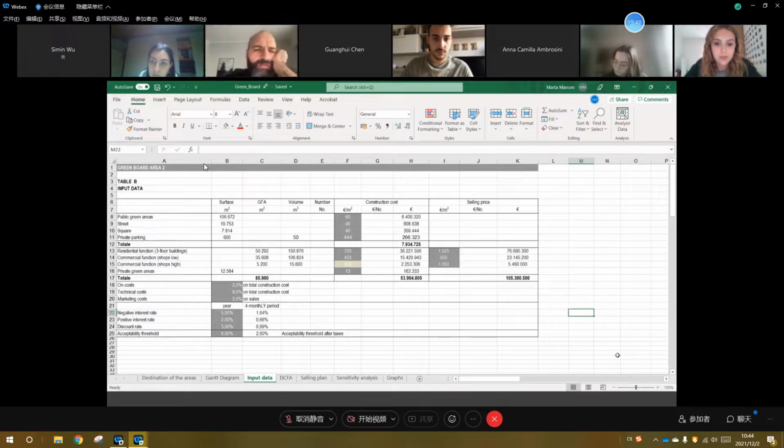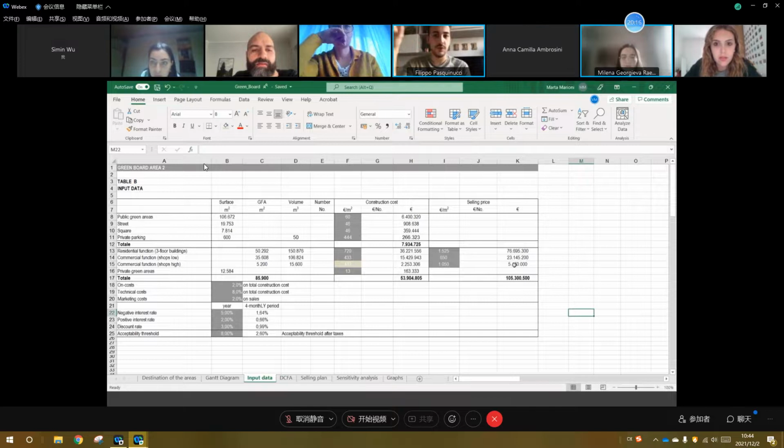I didn't remember this value because it seems very, very low. So please check this. Okay. And about, sorry, the selling price of private parking, you have not considered it. We consider them as included in the building. Okay. Private parking is included.